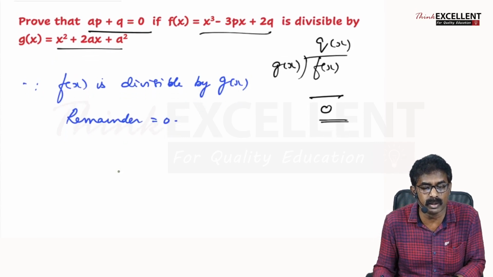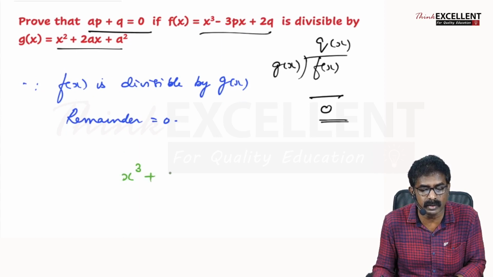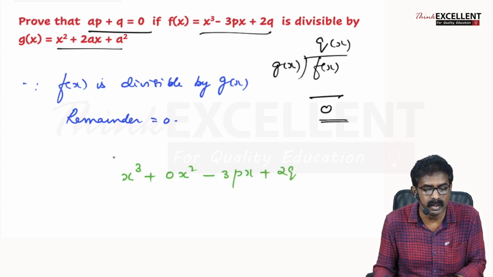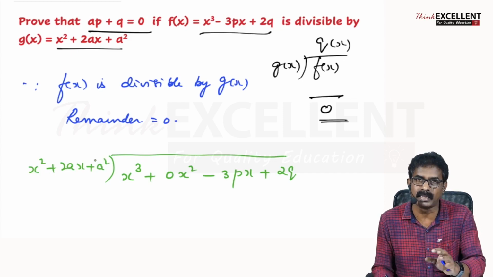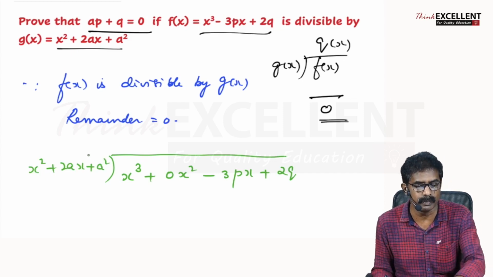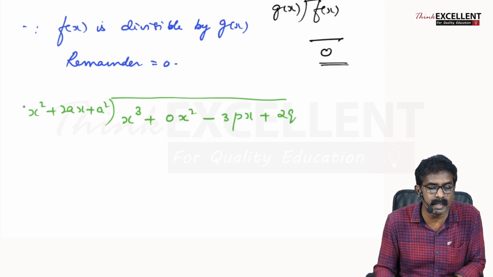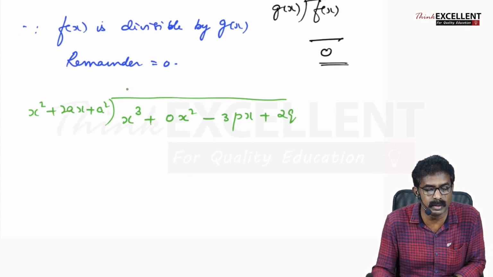So f of x, you have to do this very carefully. f of x is x cube, x square is not there, so I'm writing plus 0 x square, then the x term, minus 3px plus 2q, and you divide by g of x. What is g of x? The quadratic one, x square plus 2ax plus a square. You can do this very easily, but you need to practice it. Now listen, x cube by x square, the first term of the quotient is x.